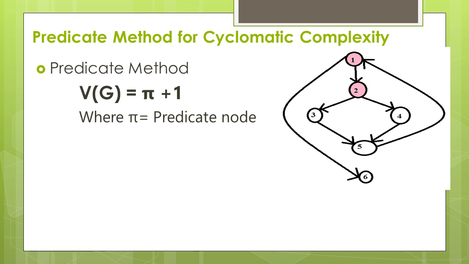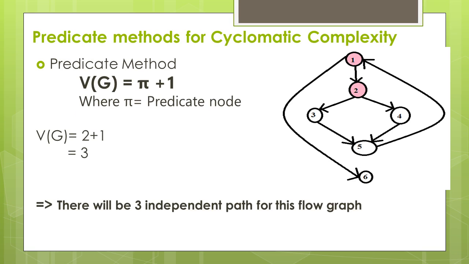For the same example, if we use this predicate method, there are two nodes, node 1 and node 2, where we have to take the decision to go to this or that condition, or you can say true or false condition. Meaning there are two outgoing edges. For this example, cyclomatic complexity is pi plus 1, where pi is 2, because there are two predicate nodes. Again the cyclomatic complexity is 3, meaning there will be 3 independent paths for this flow graph.